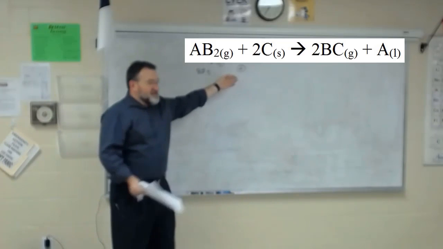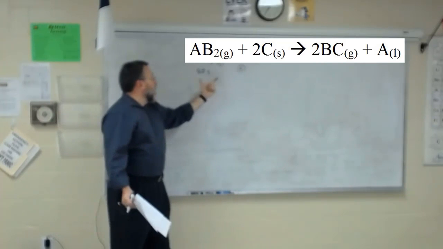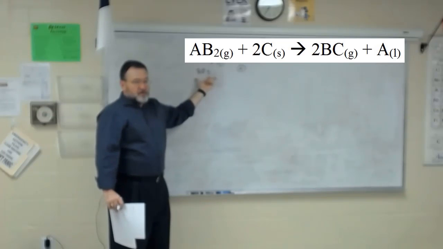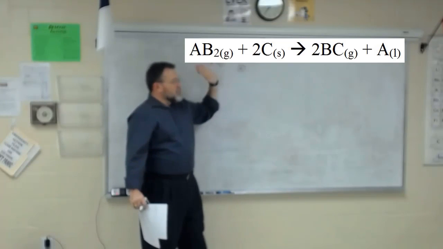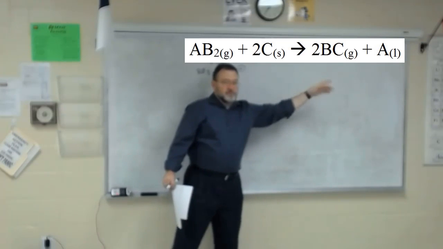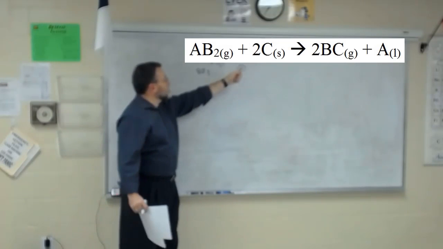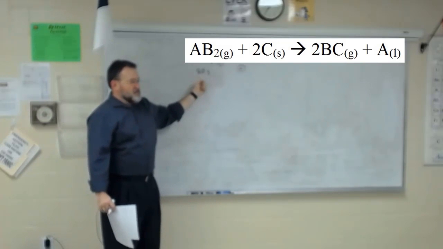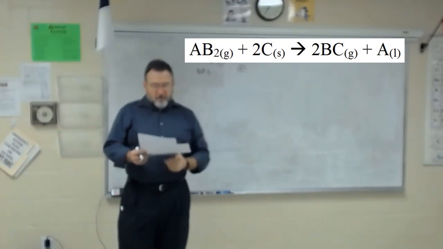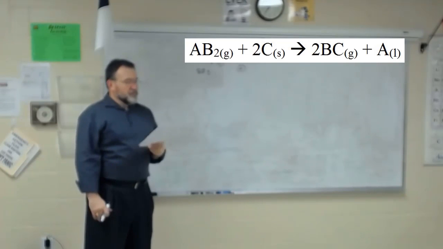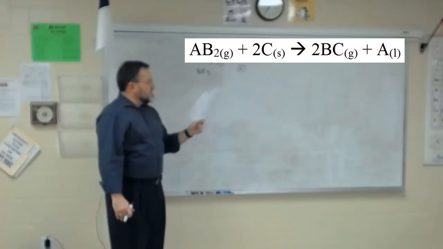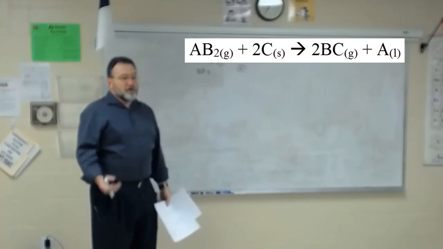So, in excess means that all of this is going to be used up. This is the limiting reactant. This is the key that controls how much of this is used and how much of everything is produced. The key is in the limiting reactant, and since this is in excess, this is the master, this is the controller. All right, so if 80 grams of AB2 reacts with excess C, how many grams of each product are formed?